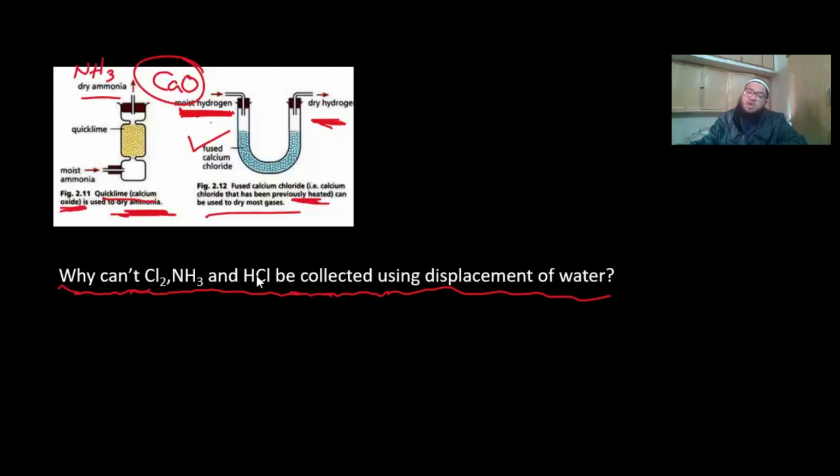Well, chlorine, ammonia, and HCl. Ammonia is highly soluble in water. HCl again is soluble in water, dissolves in water to form hydrochloric acid. And chlorine is also soluble in water. Since all of them are soluble in water, that's why displacement of water cannot be used to actually collect them. Okay, so that's the reason.